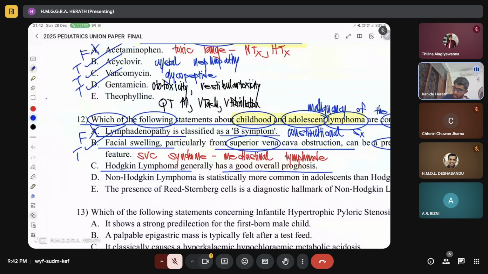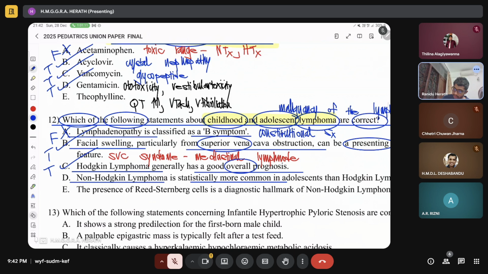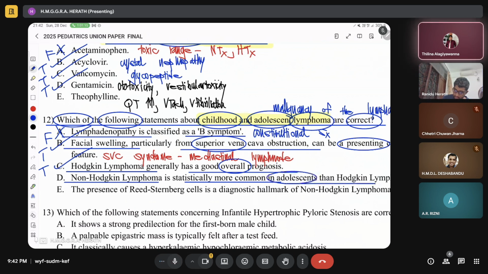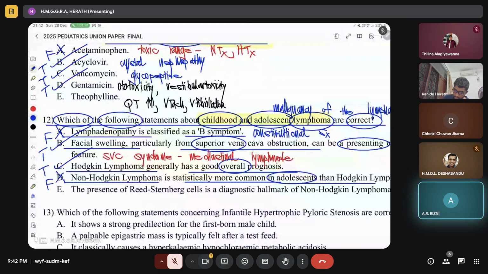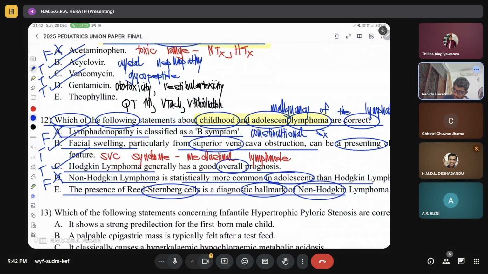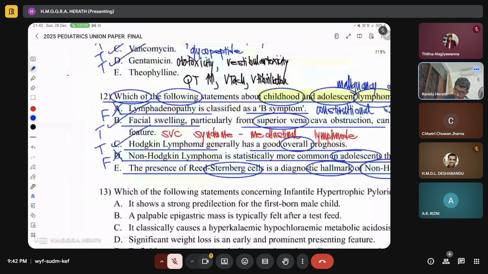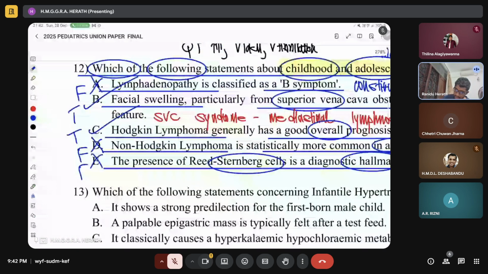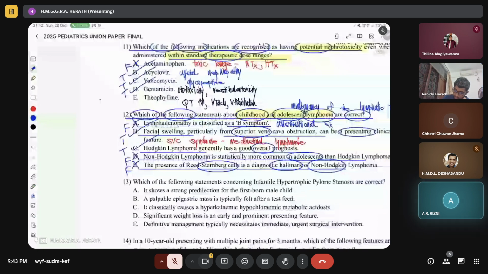Hodgkin's lymphoma has a good overall prognosis. True or false? True. Non-Hodgkin's lymphoma is statistically more common in adolescents than Hodgkin's lymphoma. True or false? False. The presence of Reed-Sternberg cells is a diagnostic hallmark of non-Hodgkin lymphoma. True or false? False. So we go into the next one.